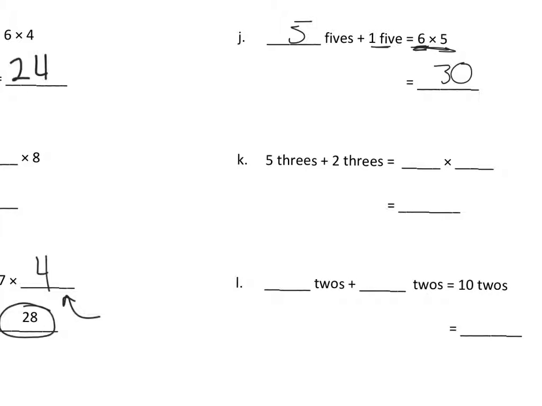And let's go ahead and go down to K. Pardon me. 5 3s plus 2 3s is 5 plus 2 is 7 times 3, because we have our 3s. So that's 7 3s. Count by 7 3 times: 7, 14, 21.